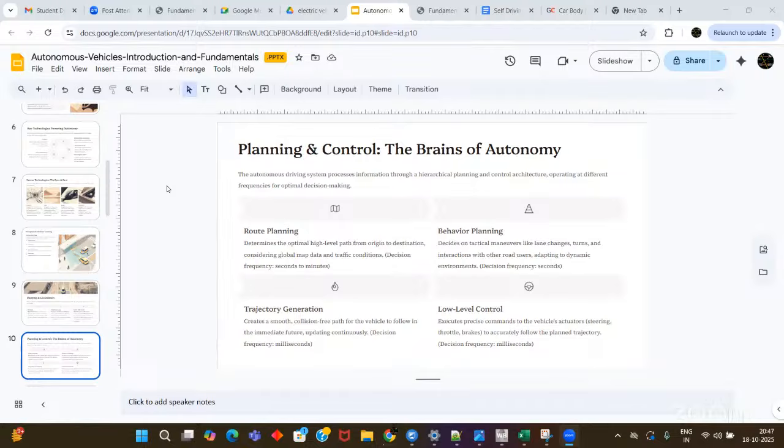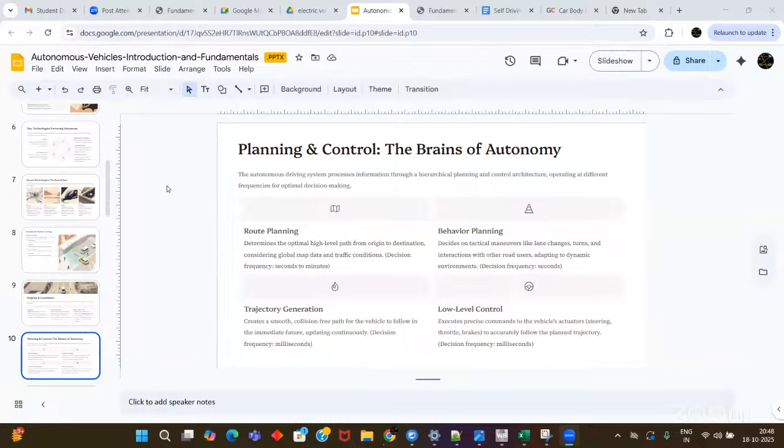So first one is the route planning that determines the optimal high level path from origin to destination, considering global map data and traffic conditions. Decision frequency is seconds to minutes. There are two different stages of that. First is the global level, and the second one is the local level. The global level takes care of the higher order things, that the path planning is correct. The local level takes the global traffic information data and routes planning data, and they both coordinate among themselves, resulting in a proper planned behavior which makes the autonomous vehicle move in a linear path or in a designated path, whichever is required.